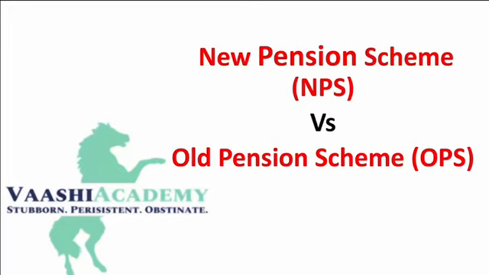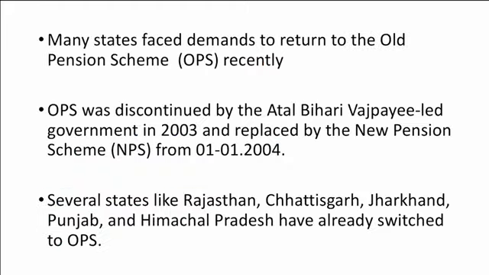In today's video we'll discuss the difference between the new pension scheme and the old pension scheme. You might have noticed that these are frequently mentioned in the newspapers. Many states faced demands to return to the old pension scheme recently. The old pension scheme, which we would also otherwise know as the OPS, was discontinued by the Atal Bihari Vajpayee led government in 2003. They brought in the new pension scheme from 1st January 2004.